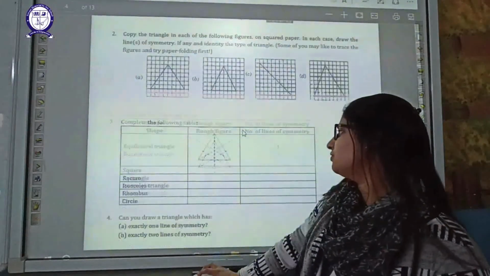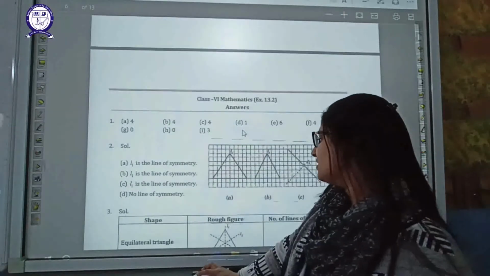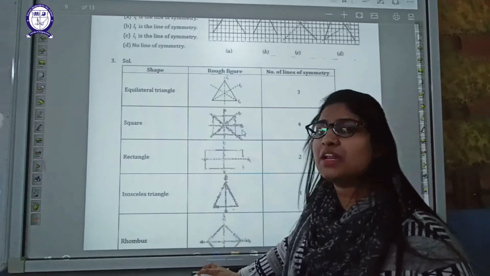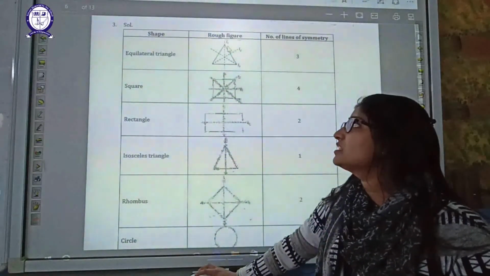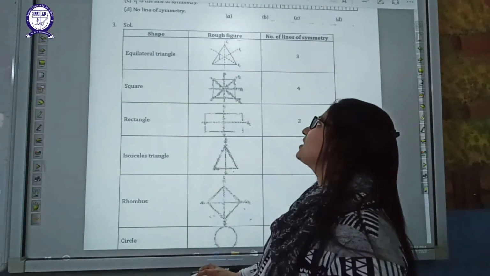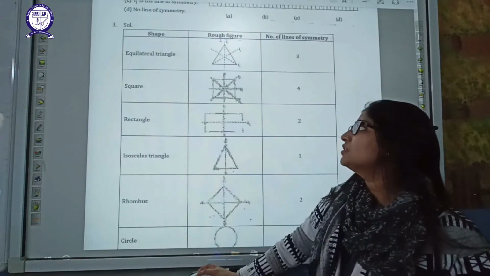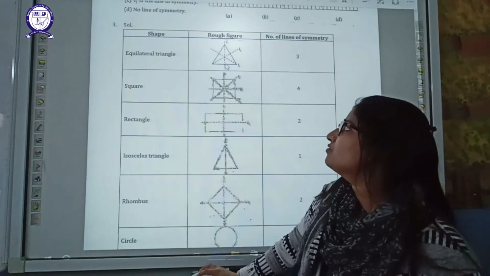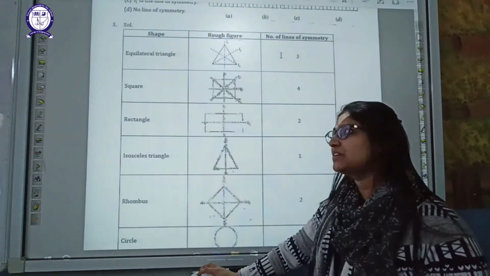Now students, for the next figure, it is asked: if there is an equilateral triangle, how many lines of symmetry can you draw, right? So this is the equilateral triangle, and a rough figure is given. You will draw an equilateral triangle. Students, what is the equilateral triangle? All three sides of the equilateral triangle are equal, right? So from the vertex to the opposite side, you will draw a line of symmetry. Similarly, from the three vertices, you can draw three lines of symmetry. Okay, so the number of lines of symmetry will be 3 in the case of an equilateral triangle.